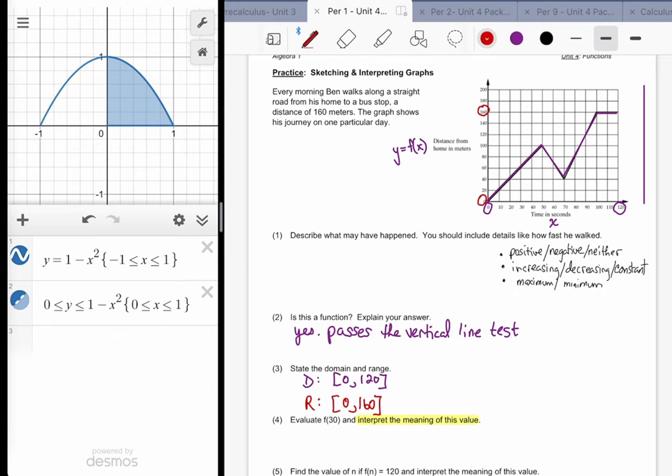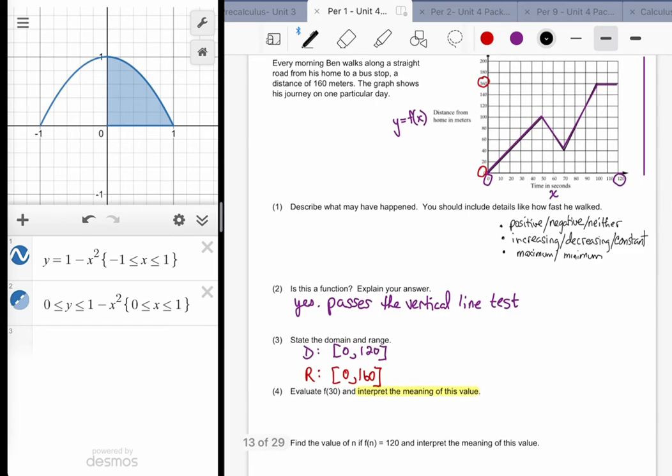All right. f of 30. All right. So f of 30 is a substitution into the function y equals f of x. So they're saying that y is going to be equal to f of 30, which tells me that the x value is 30. So I just need to identify the point on the graph corresponding with an x value of 30, and then the associated y value. That y value would be equal to 60.